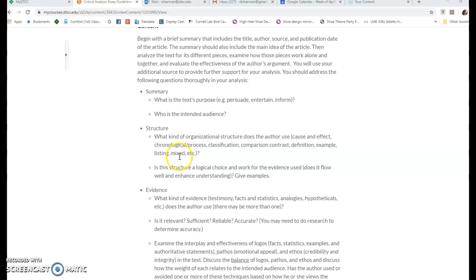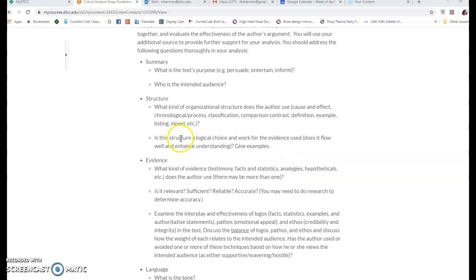Then you will have a section where you will analyze the structure of the article. What sorts of organizational patterns did the author use? And you can see in the guidelines the list of organizational patterns that we studied in our textbook. So you want to see how the author put this article together. And then analyze or evaluate, was this structure a good choice?